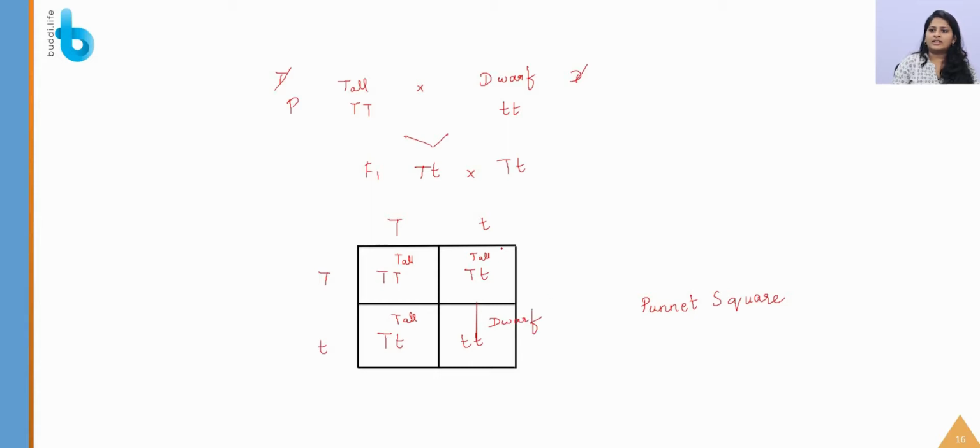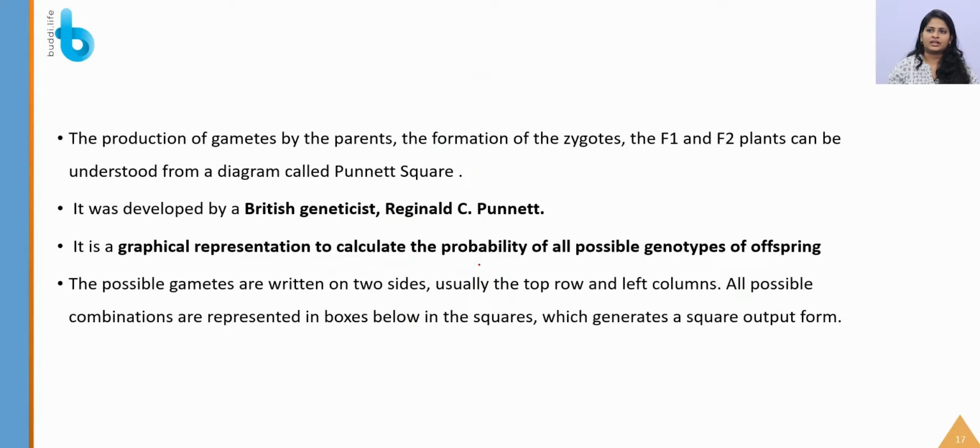So how did they tell that this plant is tall? Because of the dominant character, capital T, this plant is a tall plant, whereas the recessive character is not exhibited in that particular plant.